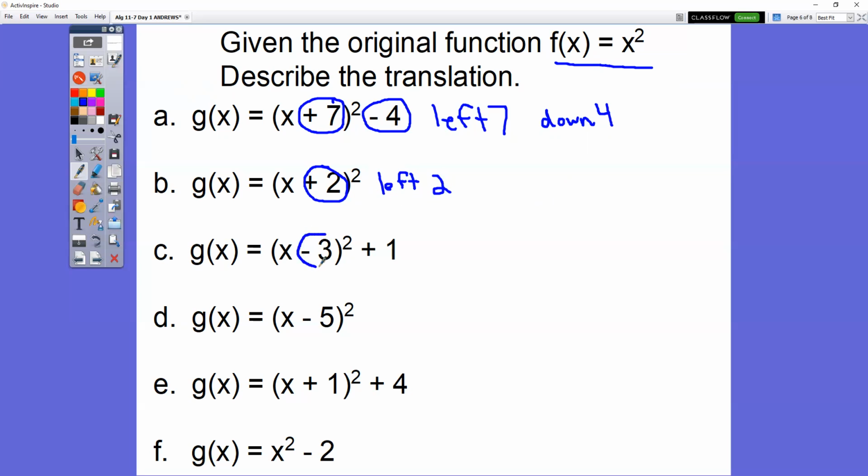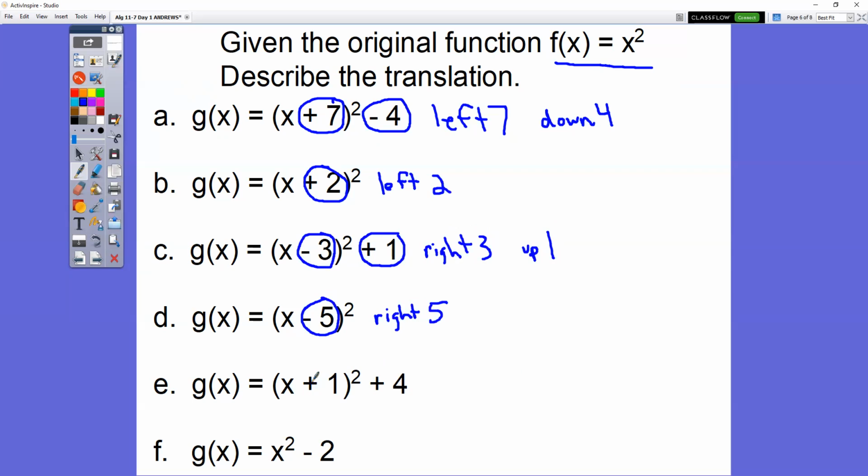Take a look at C. We have a -3 just to the x, and we have a +1 to the whole thing. If we have a -3 just to the x, that means we're going right 3. +1 to the whole thing, that means we're going up 1. Take a look at D. In D, we have a -5 just to the x. That means that would be right 5.